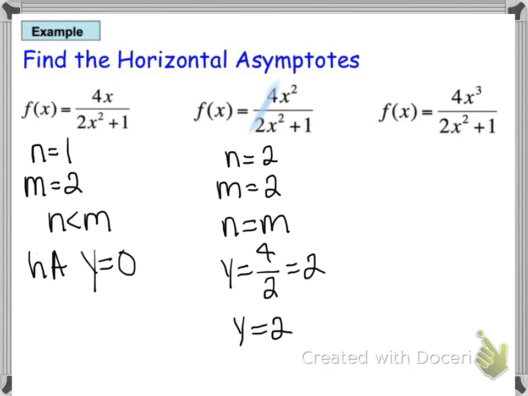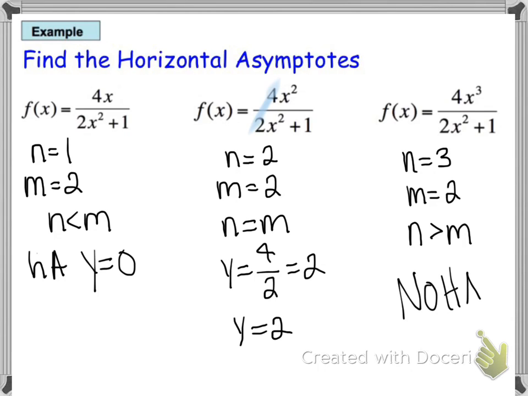And then lastly, n is 3, m is 2. I have a cubic in the numerator and a quadratic in the denominator. Since n is greater than m, I have no horizontal asymptotes. So let's take a look at what the graphs of these three functions look like, so we can see where those horizontal asymptotes are.